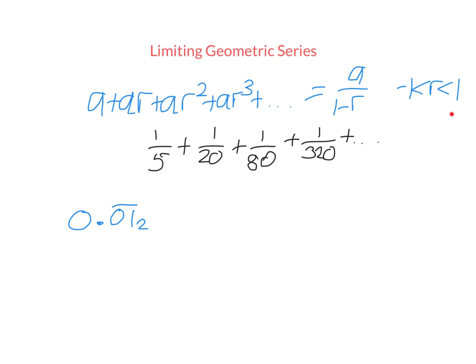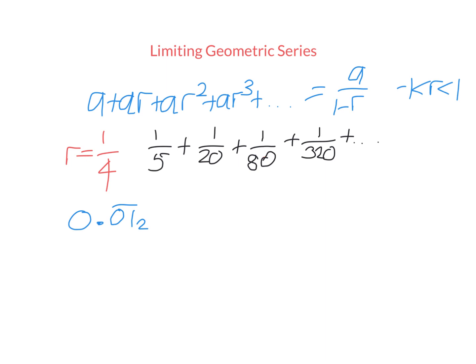So what do I mean by a and ar? Well, it just means you start with some random term and each subsequent term is being multiplied by the same number. This r is called the common ratio. So here, if I have this series, 1 over 5 plus 1 over 20 and so on, the common ratio here is a quarter. I'm multiplying each term by a quarter to get the next term. So a fifth times a quarter is 1 over 20. 1 over 20 times a quarter is 1 over 80. 1 over 80 times a quarter is 1 over 320, and so on.